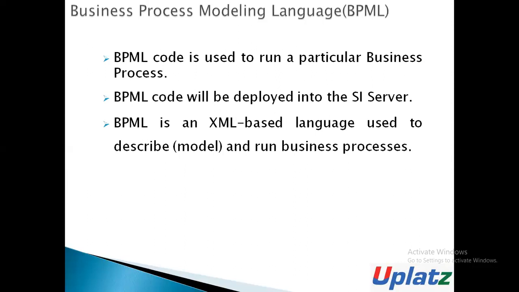In GPM, we drag and drop the services and adapters. Once you connect all those service adapters and complete the configurations, you can view the code. That code is nothing but Business Process Modeling Language, BPML. BPML code is used to run a particular business process, and that BPML code is deployed into the Sterling Integrator server.